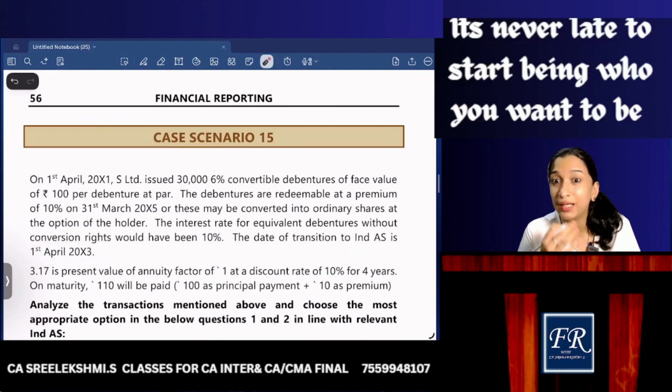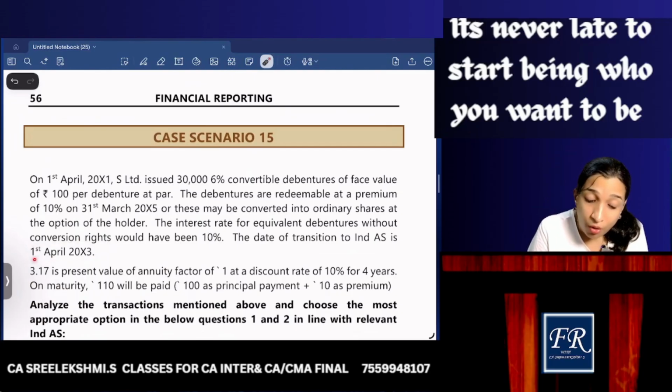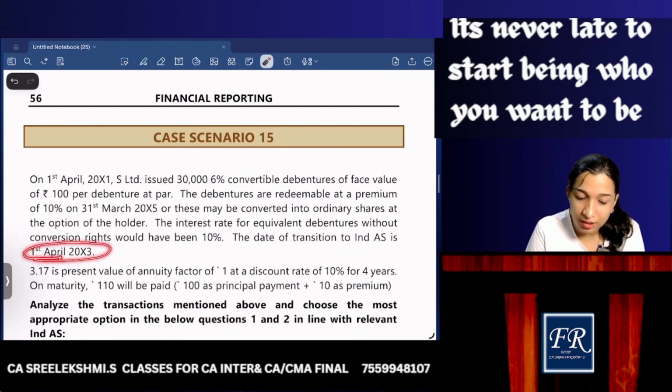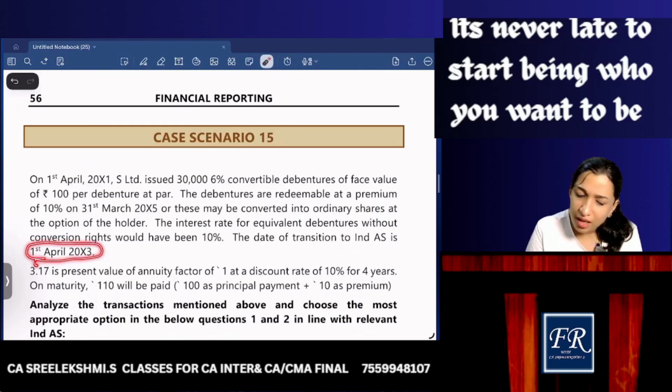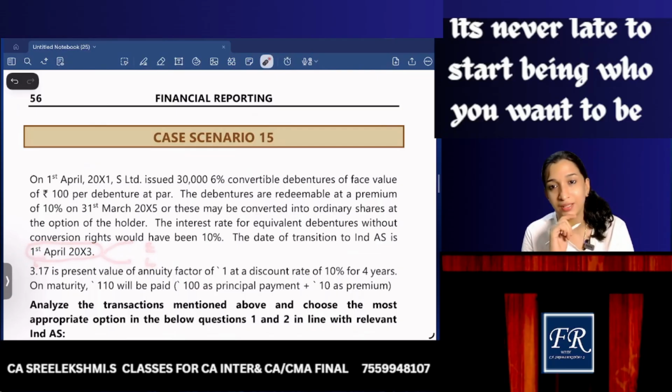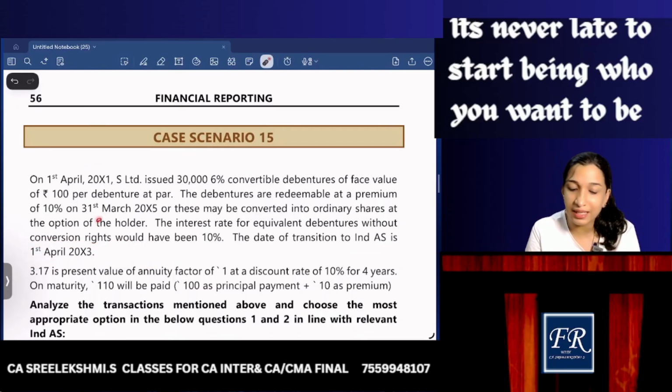So, as per Ind AS 101, first time adoption of Ind AS, on the date of transition, liability is still outstanding. Yes or no? On the date of transition, the liability is not paid, not settled. It is still outstanding. So, on the date of transition, as usual, split the debentures into equity and liability. Liability will be unwinded and settled on this date.